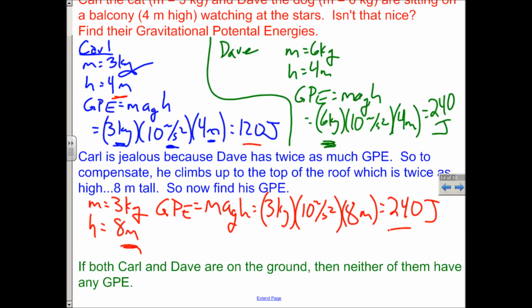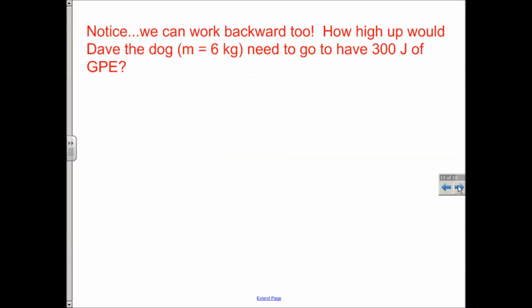Okay? Finally, notice that if both Carl and Dave are sitting on the ground, then neither of them will have any gravitational potential energy. And in the same way that we did with kinetic energy, we can work backwards with gravitational potential energy. So in this problem, we have to figure out how high the dog would have to go to have 300 joules of GPE. So here we go.